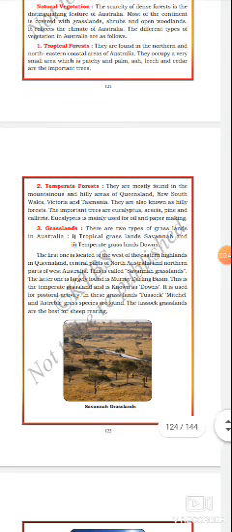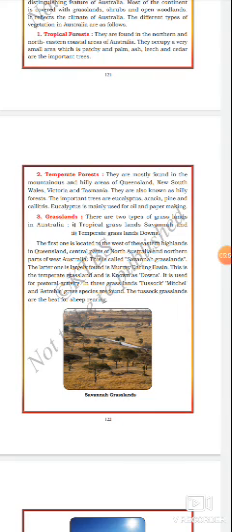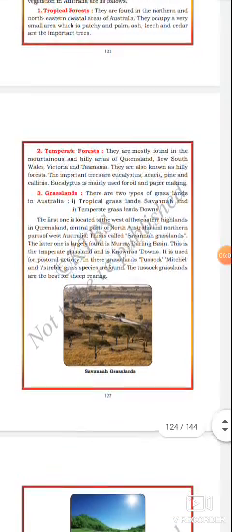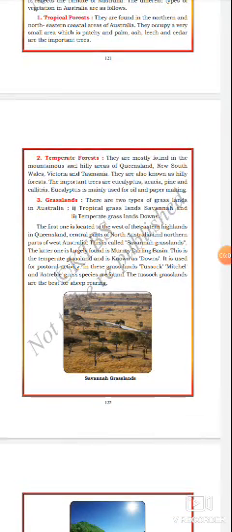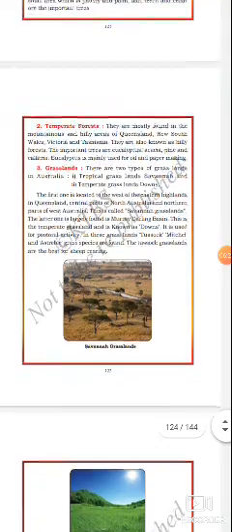The different types of vegetation in Australia are as follows. The first one is tropical forest. They are found in the northern and northeastern coastal areas of Australia. They occupy a very small area which is patchy, and palm, ash, leech and cedar are the important trees found in tropical forest.